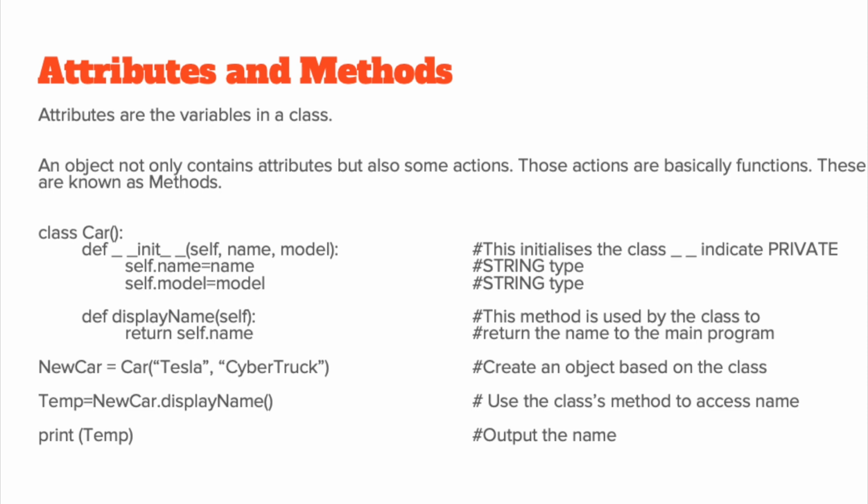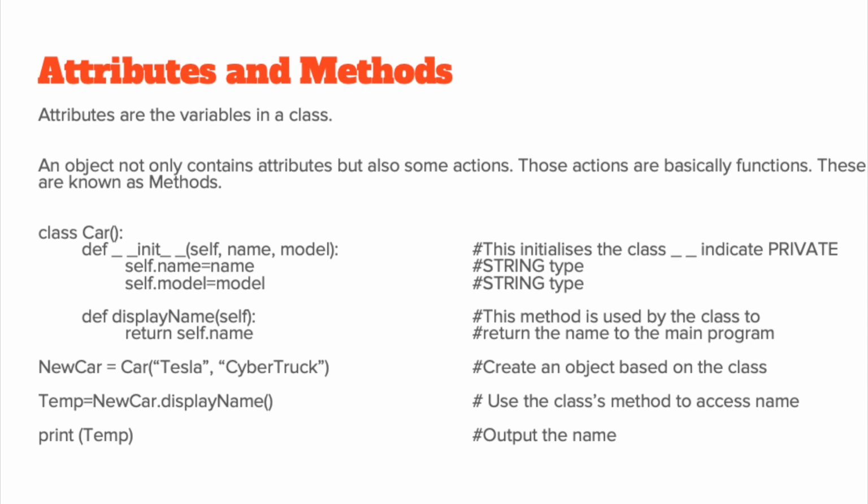Now we're creating another method. This one is called display name and it refers to self. Why do we put self in? Self refers to the class itself. And this method will return self.name, the name variable, back to the main program.